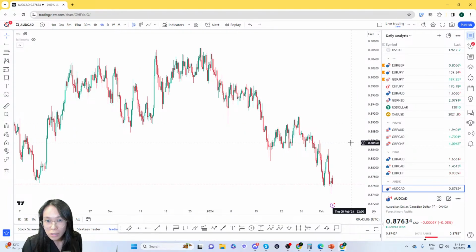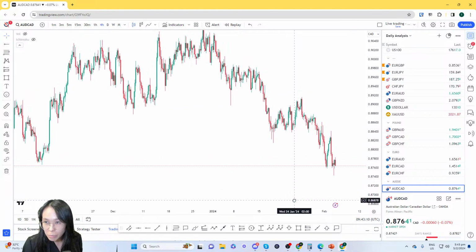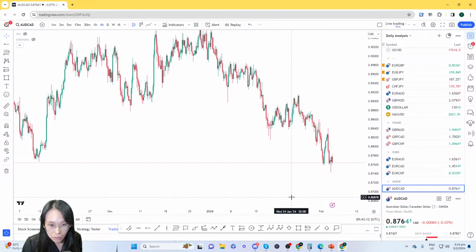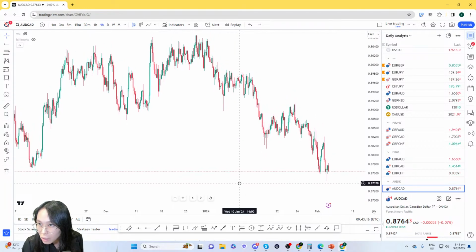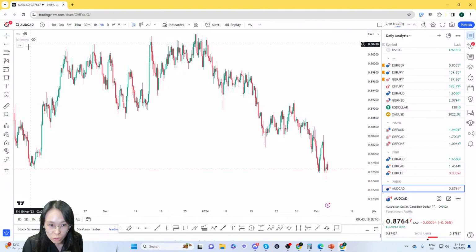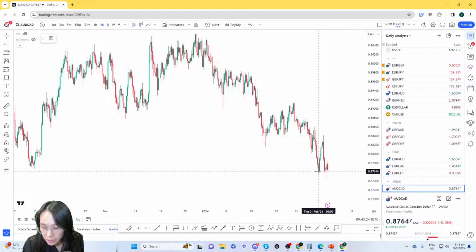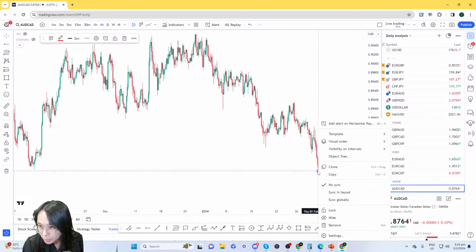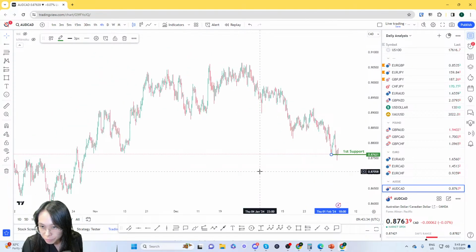Okay, this is the Aussie and the Canadian dollar currency pair. So you can see that there is actually support right at the current price here. This is my first support.